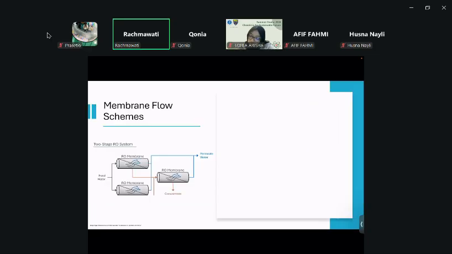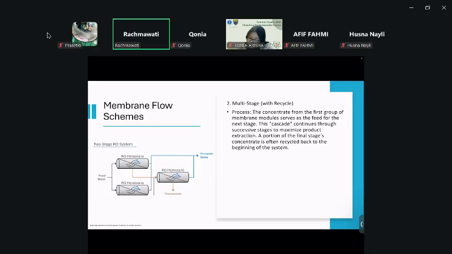And then the second one is the two-stage RO system. It's an example of the multi-stage. In this case, the concentrate from the first group of membrane modules serves as the feed. So you have another step. For example, you have the feed water. It goes to the membrane, right? And then you have a concentrate. Now this concentrate goes back to this one over here.